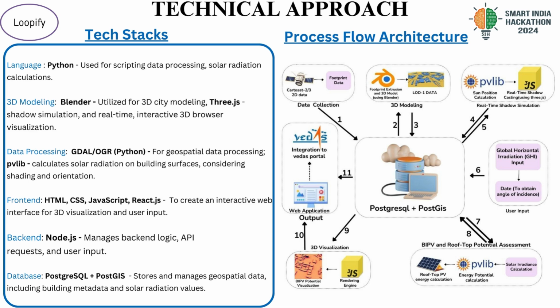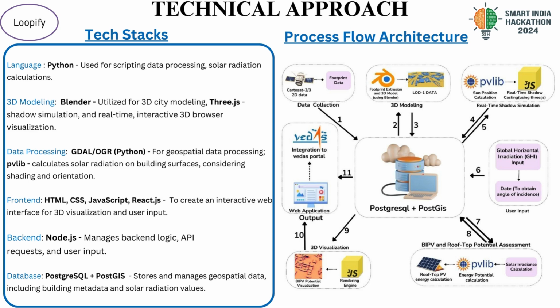For our web application, the front end will include HTML, CSS, JavaScript, and React.js to create an interactive web interface for 3D visualization and user input. The backend will include Node.js, which manages backend logic, API requests, and user input. All these informations and data will be stored in a database for which we are using PostgreSQL and PostGIS, which stores and manages geospatial data, including building metadata and solar radiation values.